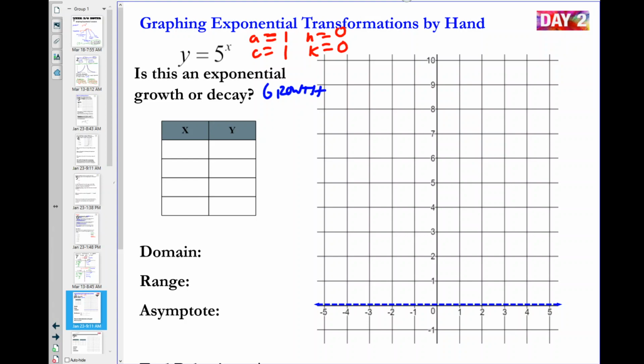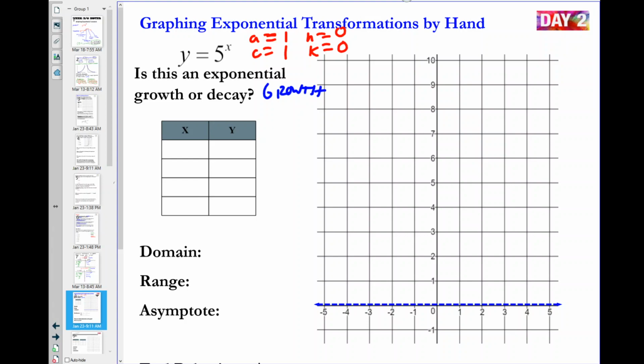My recommendation, this is definitely something you're going to want to write down. What is the domain of an exponential function? All real numbers. It goes forever left and goes forever right. So as far as the x's, you can pick whatever you want. Here's my recommendation. For a growth, pick 0 and positives. For a decay, pick 0 and negatives. It's going to give you the best definition on the curve.